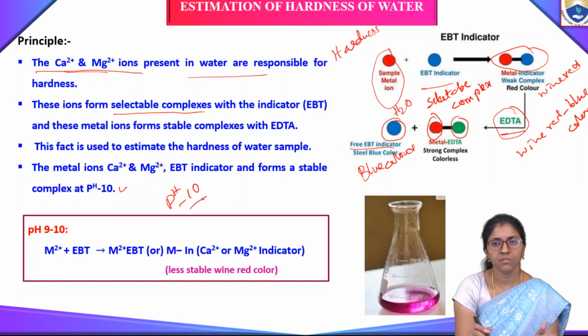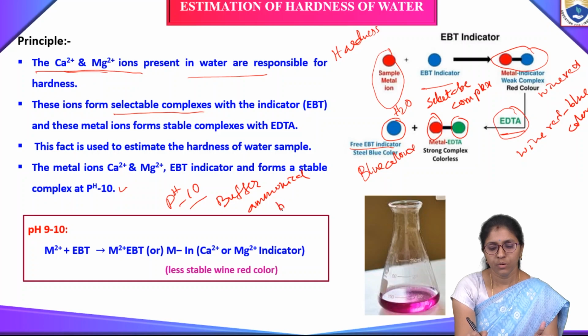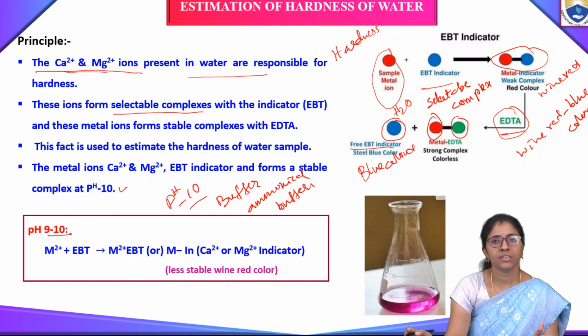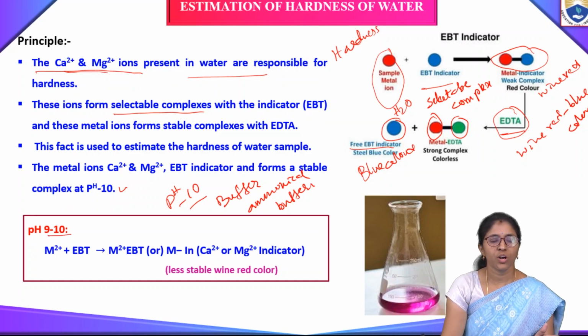This is at pH 10. Here we add an ammonical buffer solution to maintain the basic pH. At this pH only, the metal ion will form complexes with EBT and EDTA. That's why we maintain the pH using buffer solution.